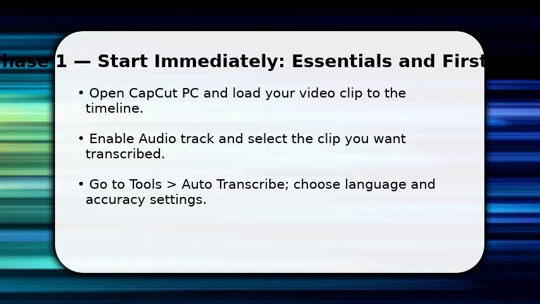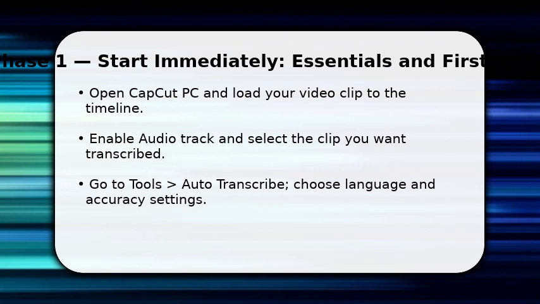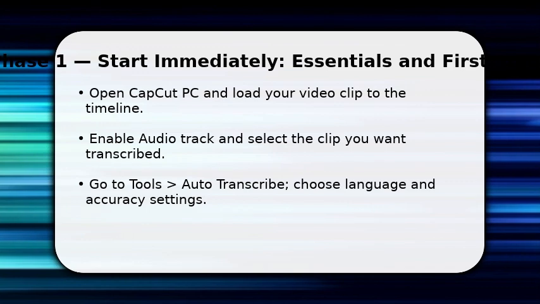You already have CapCut open and your clip on the timeline. Now begin. Click the clip so its controls appear, then navigate to Tools and choose Auto Transcribe. Pick the correct language and select higher accuracy if the audio is clear. This reduces manual edits later.